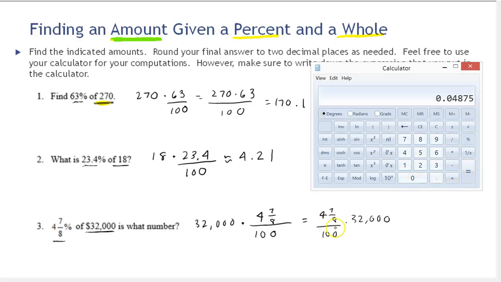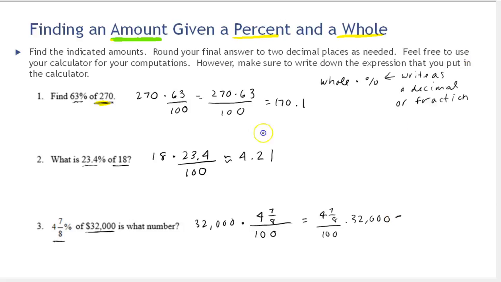That gives me this value. So this is actually the percent written as a decimal. And now I'm going to multiply by 32,000. And we get 1560. Let's look at the next one.